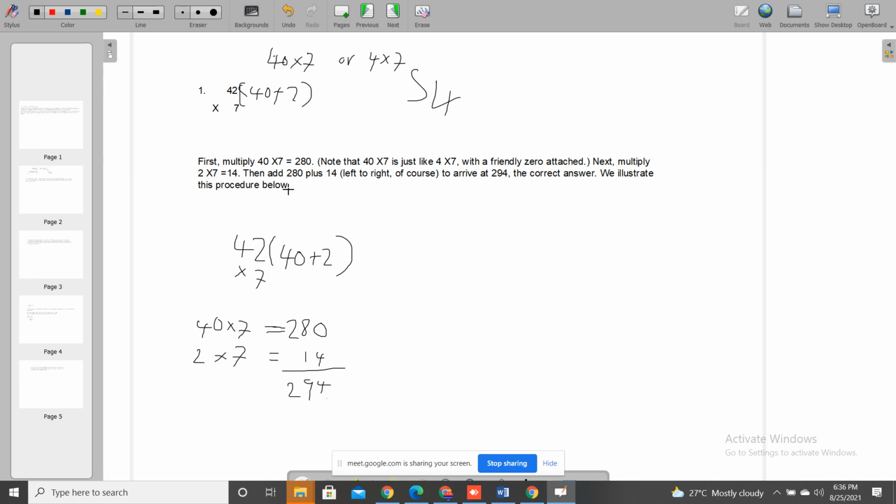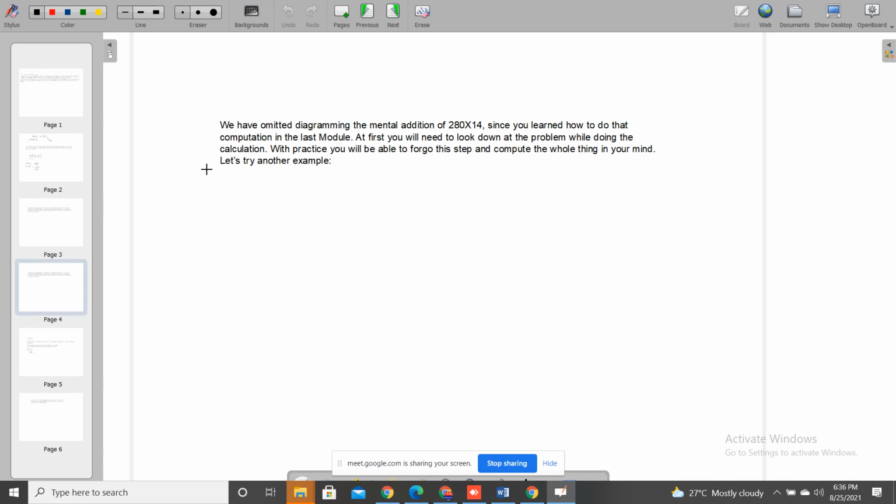Okay, so all that I'm talking about is that we always want to break down complex problems, and then we always want to work with zeros. That is the essence, because zeros make the work easy for us. Okay, so now we can move on. We have omitted this diagramming with whatever we are going to do here. So now you can see here that we have our 280 times what? Sorry, 280 plus 14. Sorry, it's not times. It's supposed to be plus.